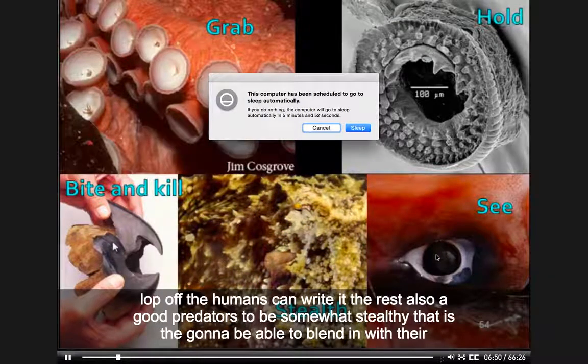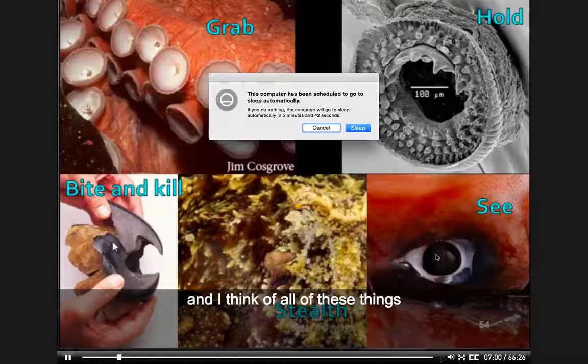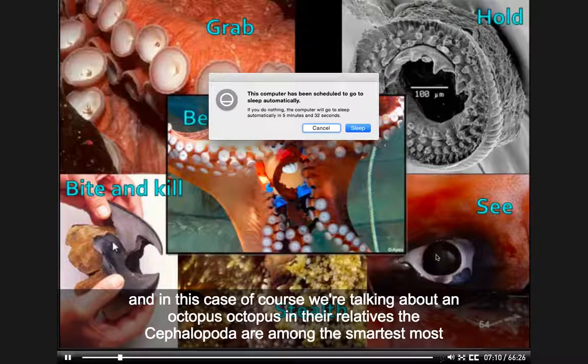Also, a good predator is going to be somewhat stealthy. That is, they're going to be able to blend in with their background and actually be able to hide from their prey items. And of all of these things, I think the most important one is that a predator must be intelligent. Yes, that's a Mr. Potato Head. And in this case, of course, we're talking about an octopus.